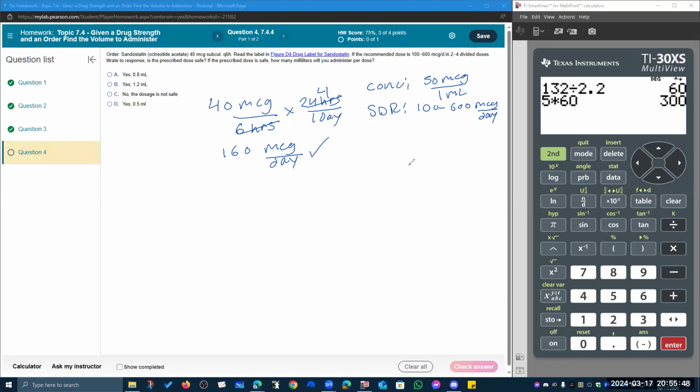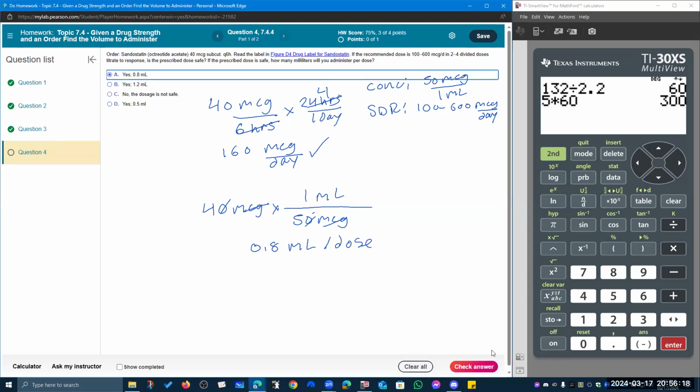We're going to now say that we need 40 micrograms times 50 micrograms in 1 milliliter. Micrograms will cancel. Both divisible by 10. 4 divided by 5 is 0.8 milliliters per dose. And that is right there.